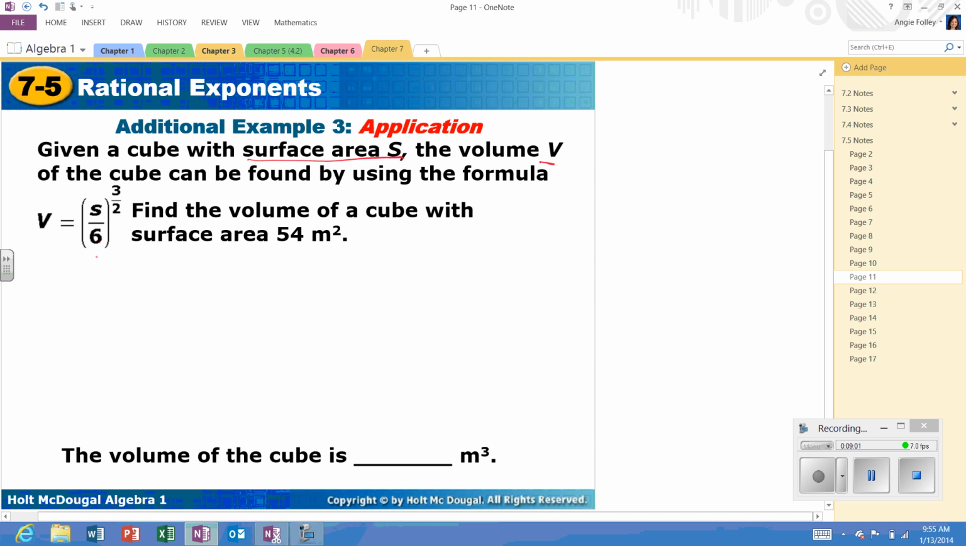So they're giving you this formula. You don't have to memorize it. They're already giving it to you. They want to know what is the volume if the surface area is 54. So we're going to plug in 54 into S, and it's all raised to the 3/2 power.